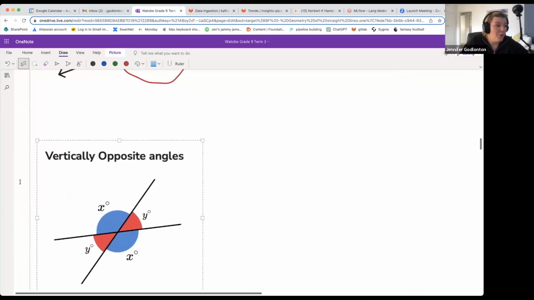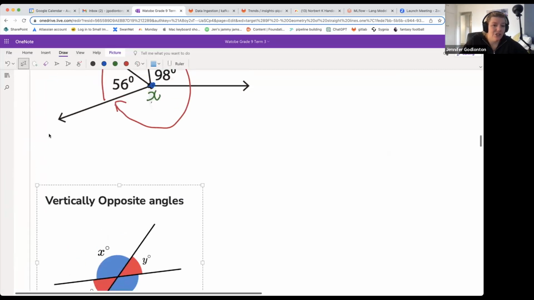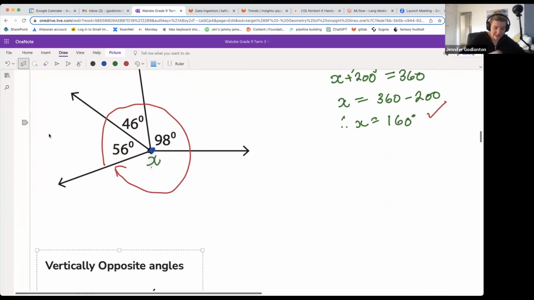So angles around a point is when we have these adjacent angles. So all of these angles in here are next to each other. So we can see this angle, this angle, this angle, and this angle. They're all next to each other. They all go around that point. And so if we add them all up together, we need to get 360 degrees.